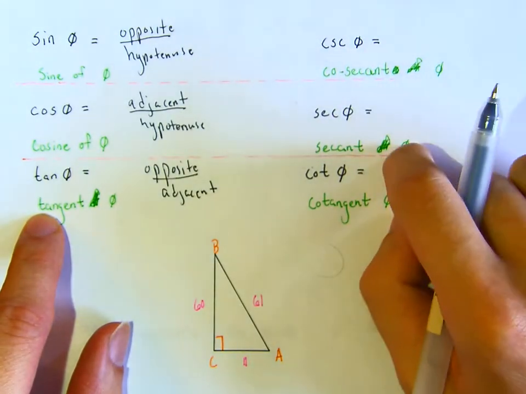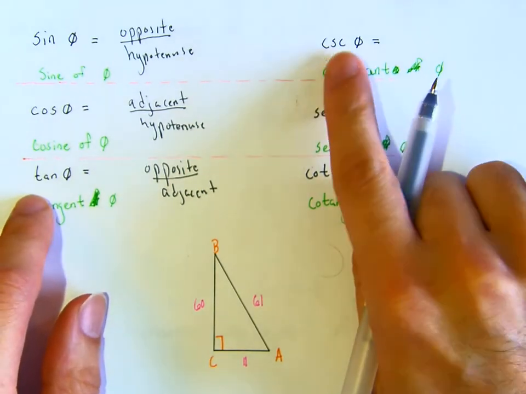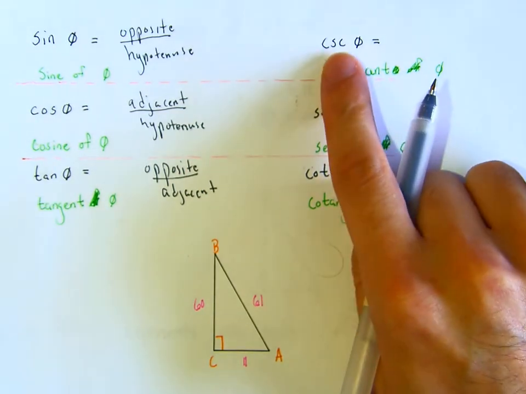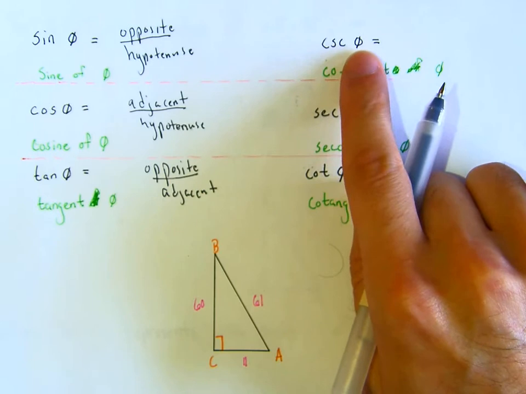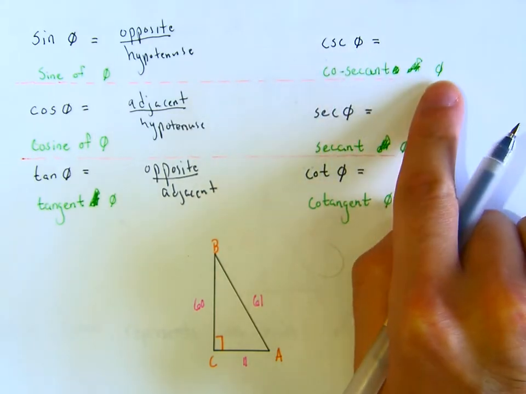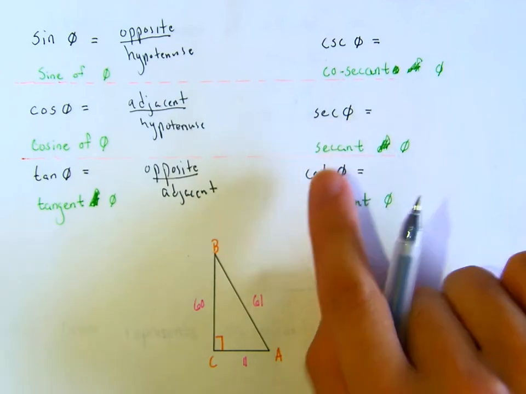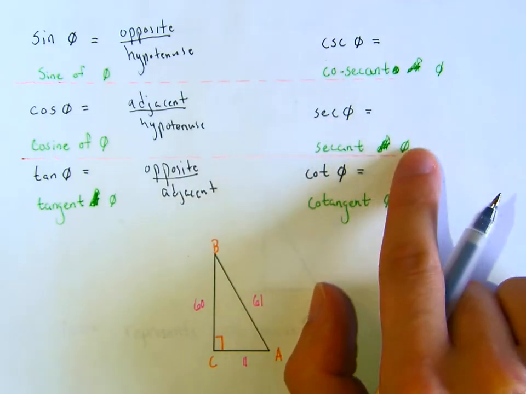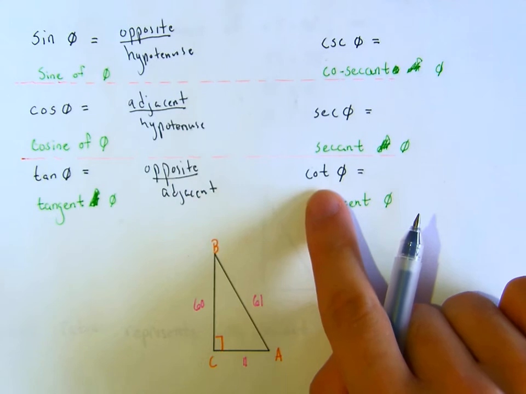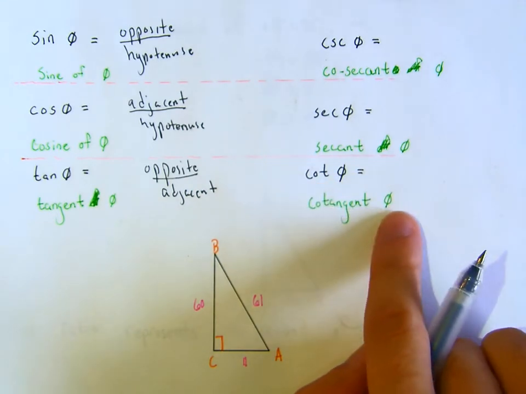Now here, we had sine of theta, cosine theta, tangent theta. Now you don't pronounce this like that. You're gonna say cosecant of theta. Okay, this is not sec theta. You're gonna say secant of theta, and this is not cot theta. You say cotangent of theta.